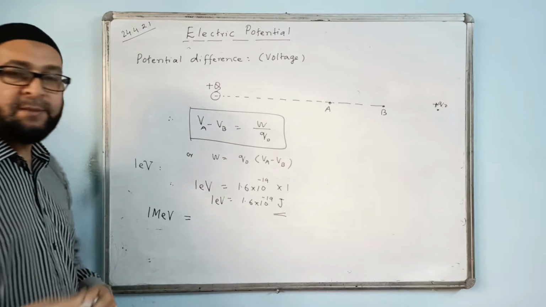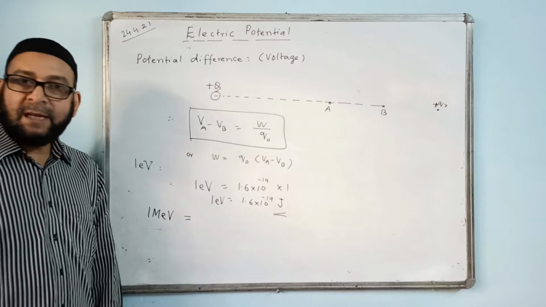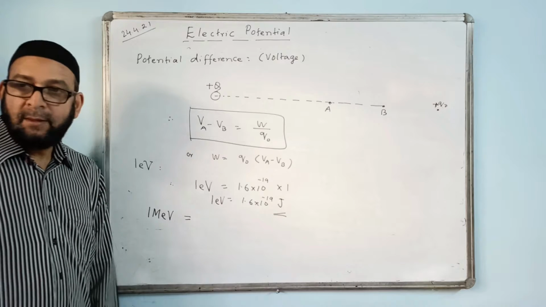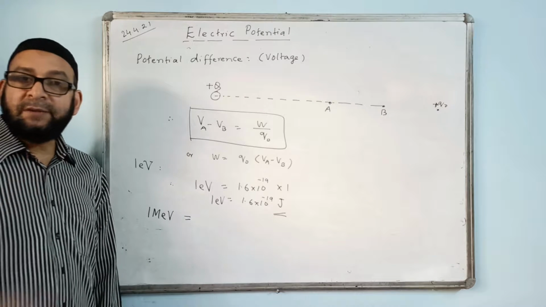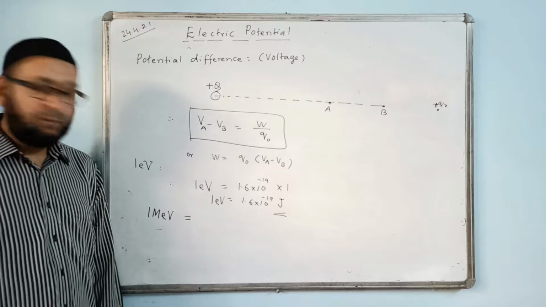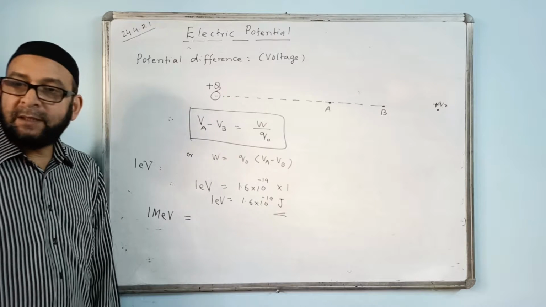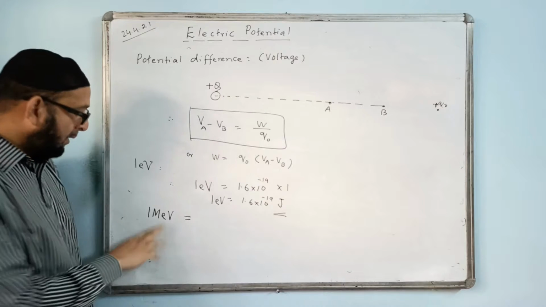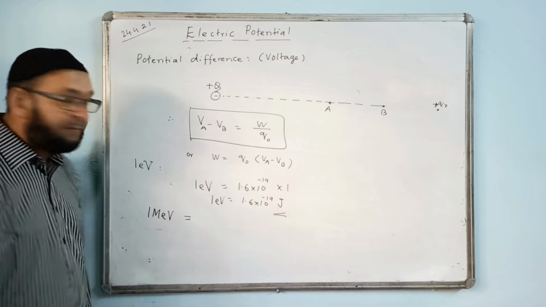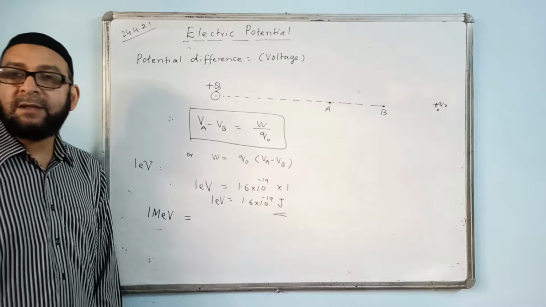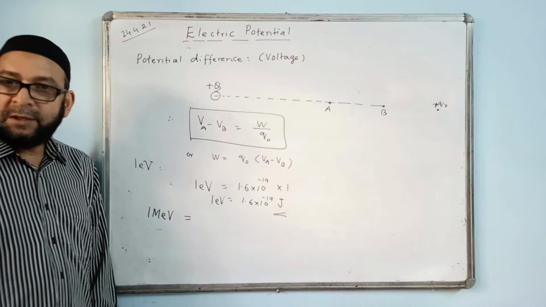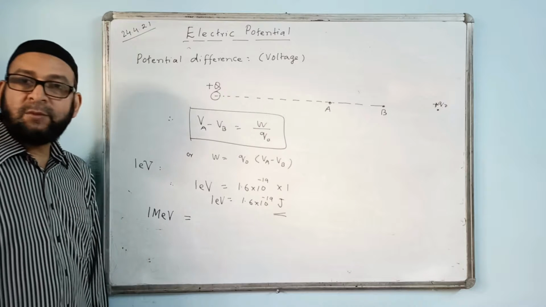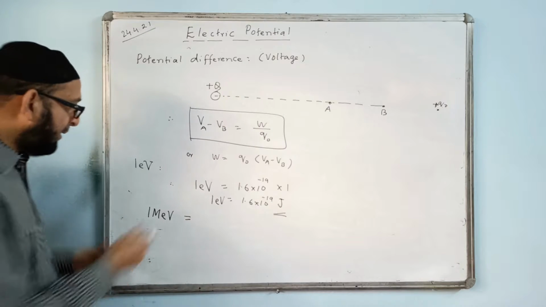M stands for mega, capital M stands for mega. And mega value is 10 to the power of 6. How to define 1 MeV? We say it is the amount of energy gained by an electron through a PD of 1 megavolt. Electron is always 1, and whatever number is, that is the value of its voltage, or that is the value of its potential difference. 1 megavolt. Megavolt means 10 to the power of 6 volt. That is 1 MeV value.